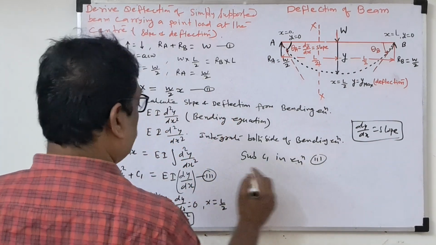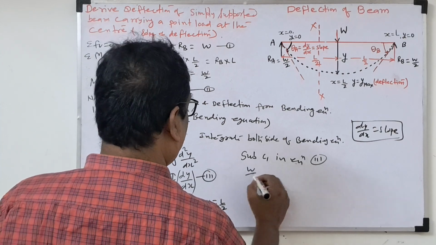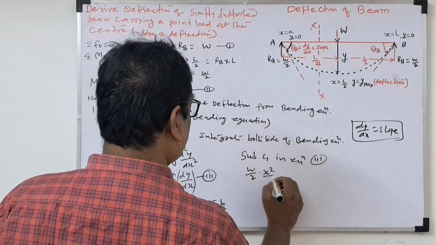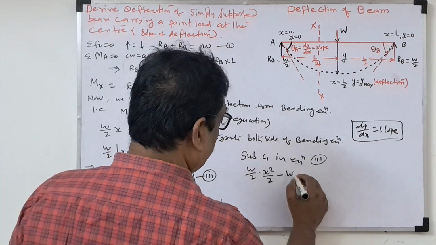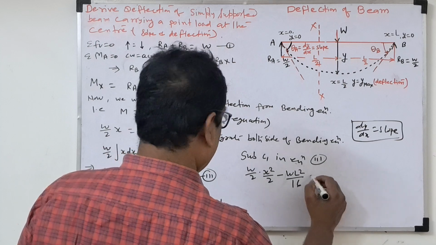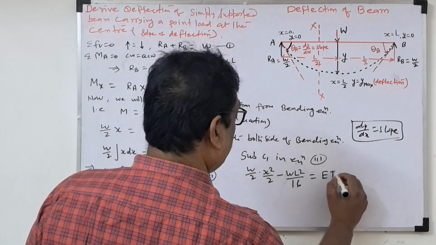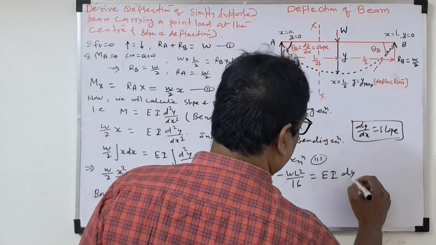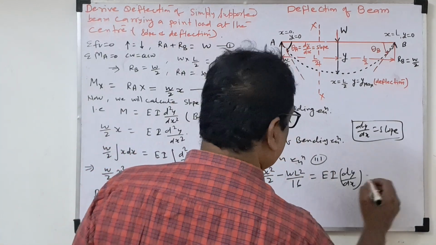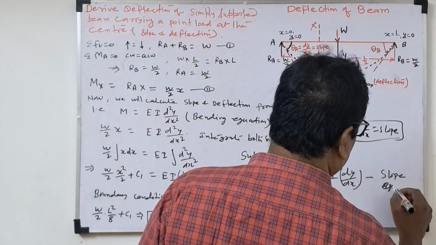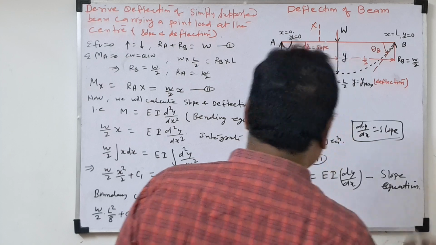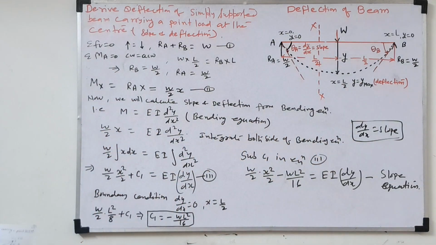So what will come in equation 3? W by 2 into x square by 2 minus, what is C1 here, WL square by 16 is equal to EI dy by dx. This is known as the slope equation. So we got the slope equation now. Now what will be the maximum slope?